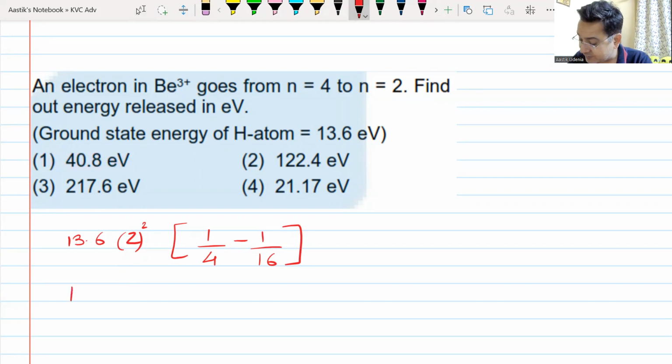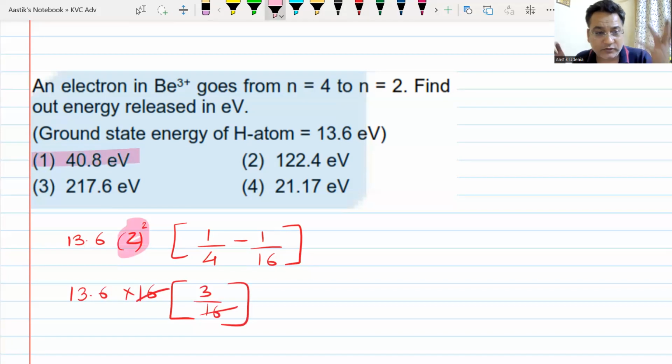So how much will you get here? 13.6 into 16 divided by 1 by 4 minus 1 by 16 is how much? 3 by 16. 3 by 16, beta. So when I put it as Z square, then only I'm getting 40. I don't know what calculations you are making. Shall we move on to the next question? Yes, sir.